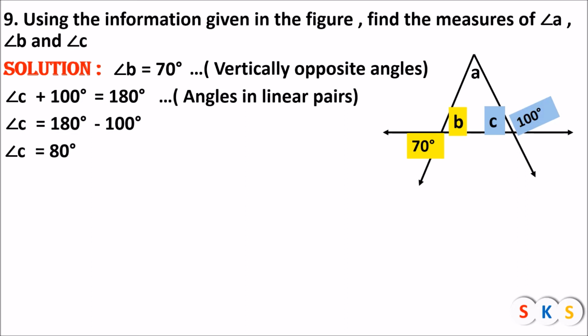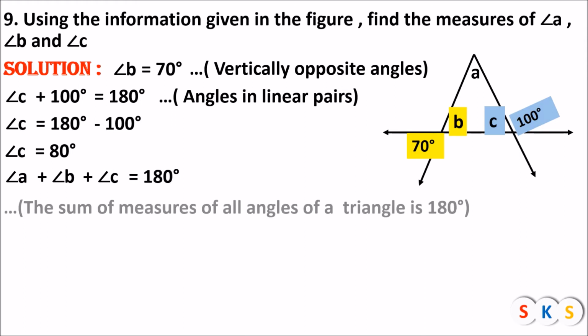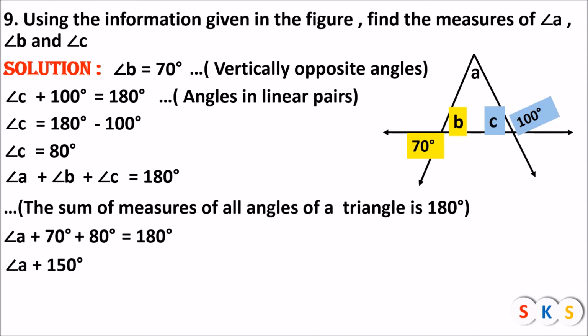Now look at this figure. Here angle A, B and C are the angles of a triangle, and we know the sum of the measures of angles of a triangle is 180 degree. Therefore angle A plus angle B plus angle C equals 180 degree. Now we will write A, and B can be replaced by 70 degree, and angle C can be replaced by 80 degree, equals 180. Now 70 plus 80 will be 150. So angle A plus 150 equals 180. Therefore angle A equals 180 minus 150. Therefore angle A equals 30 degree.